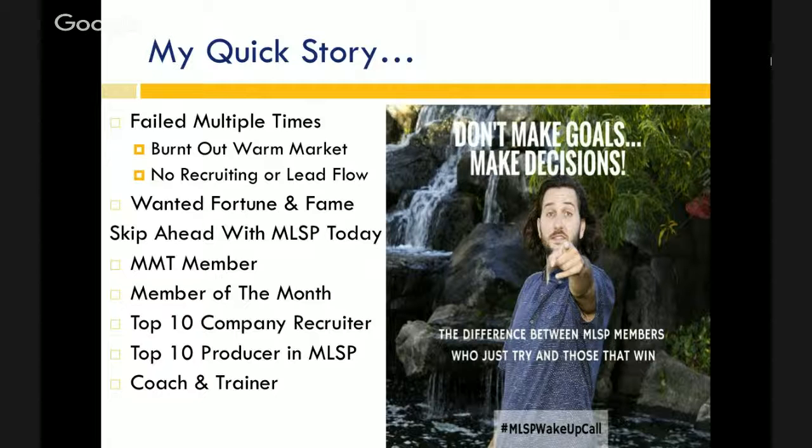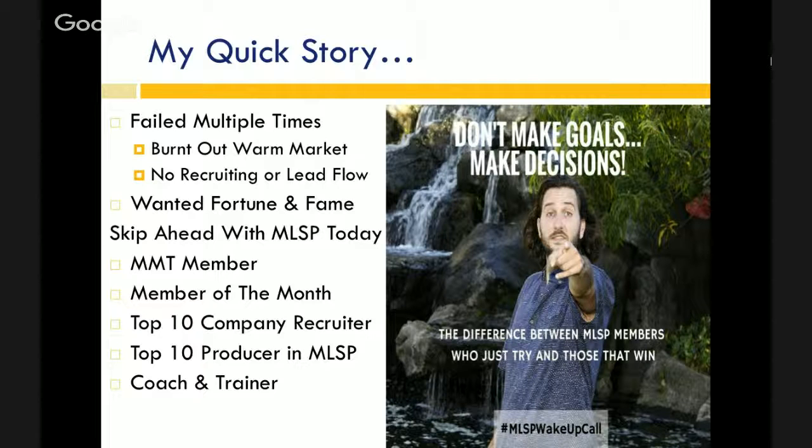And in the home business niche, I've gone through, hey, I've burned out my warm market. I ran out of people to talk to. I'm chasing, begging, and bugging friends, families, just about anybody that's got legs and eyeballs that I can speak with. And I finally got to a place where I wasn't recruiting because I couldn't get the lead flow, right?